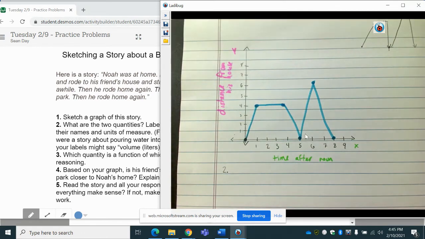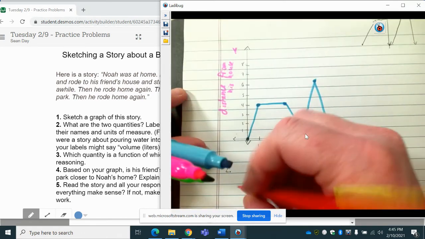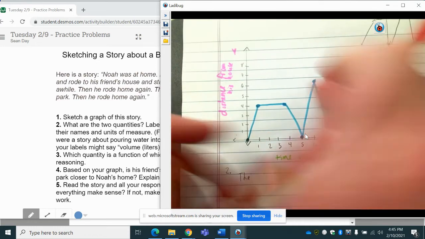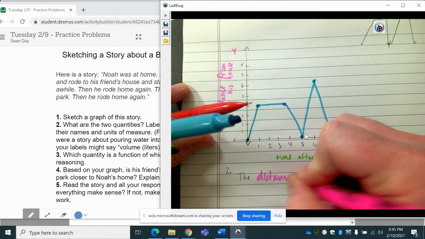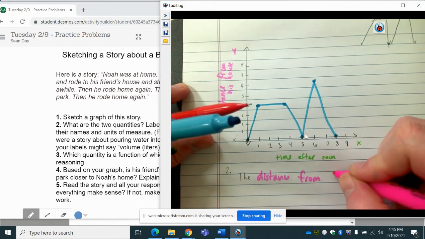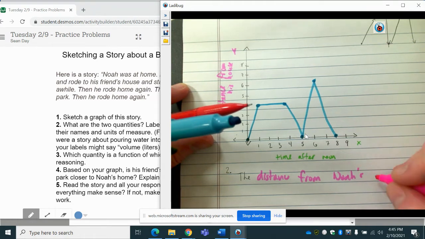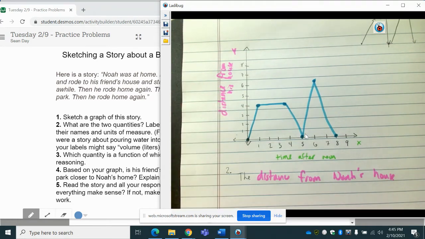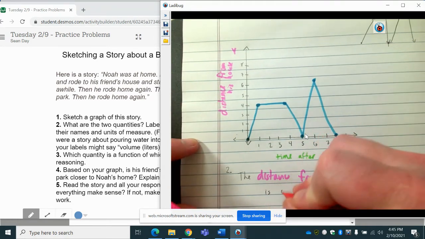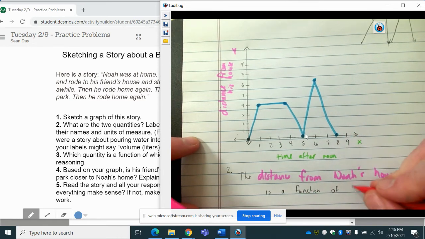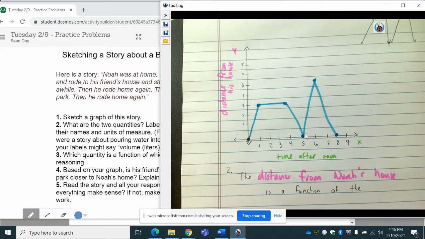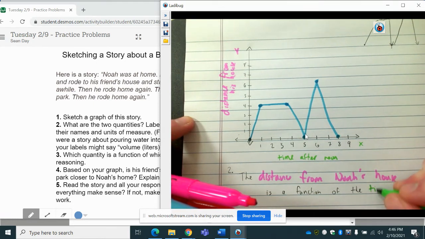So using that language to tell the relationship between time of day and distance, we would say the distance from Noah's house is a function of the x value, or the time of day, time afternoon.